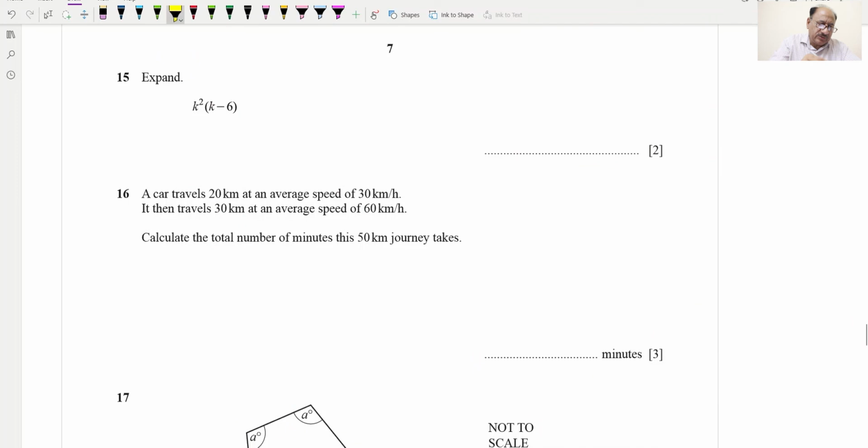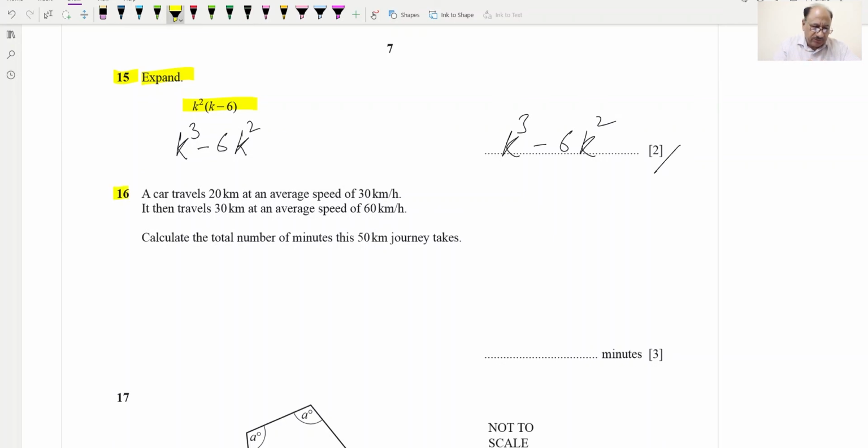Now question number 15, expand. We have to open the bracket. So k square into k will be k cubed, minus k square into 6 will be minus 6k squared, and we can provide answer over here, k cubed minus 6k squared. This will be a 2 mark question, which we are done with.